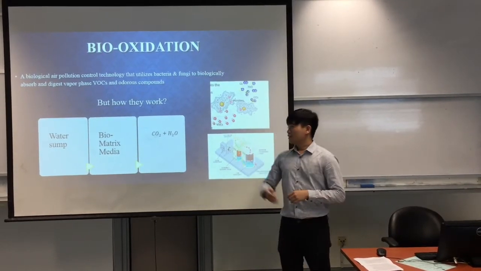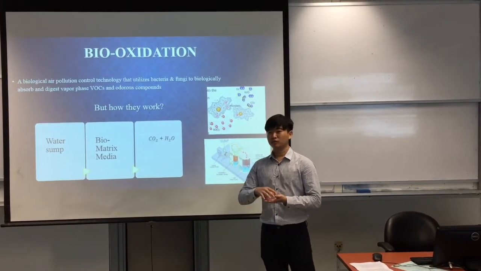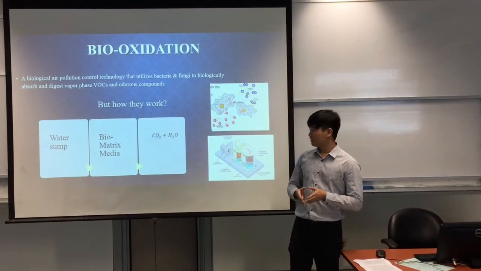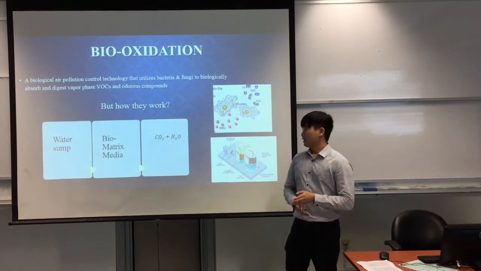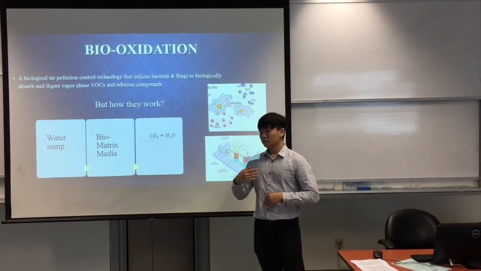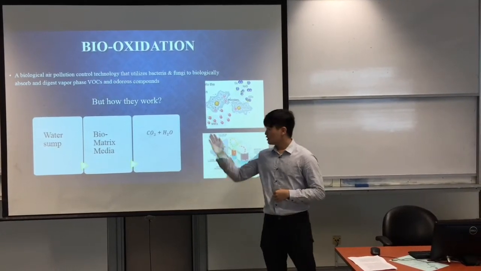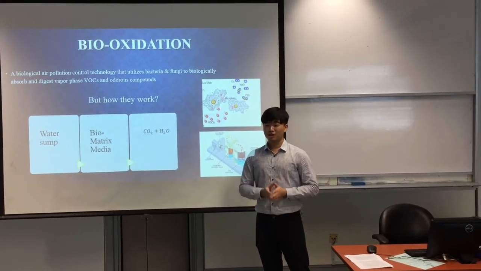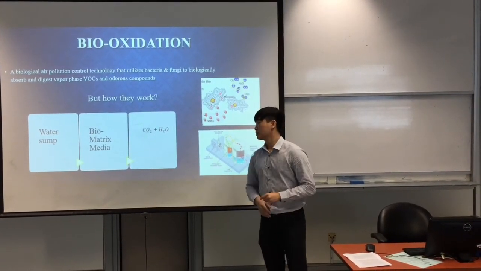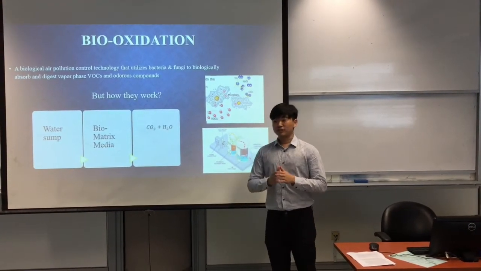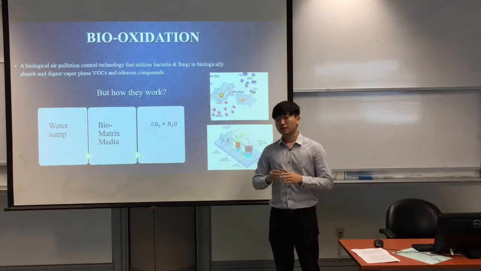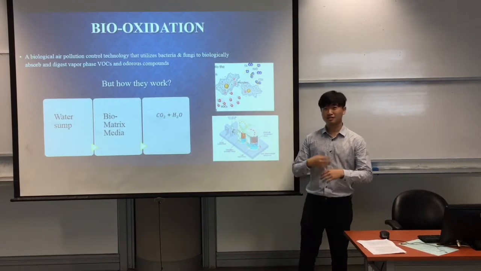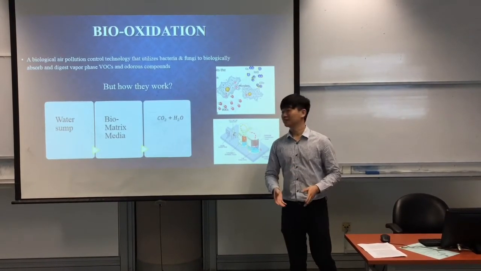But how does it work? First, the contaminated airstream is pulled into the system through the induced draft fans, and the contaminants will first encounter the bacteria in the water sample. After that, the contaminants will move to the biomatrix media. In the biomatrix media, they are captured and digested by a community of naturally occurring microbes. The contaminants are utilized as a food source for the microbes and converted into carbon dioxide and water, which will be exhausted to the atmosphere.